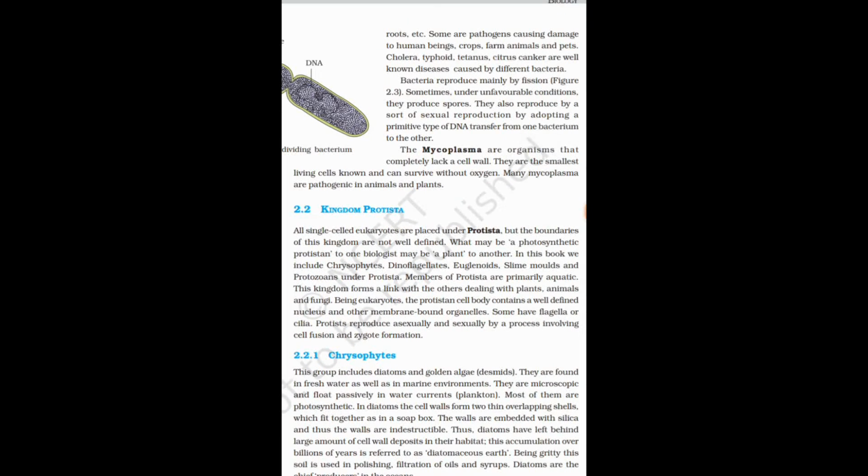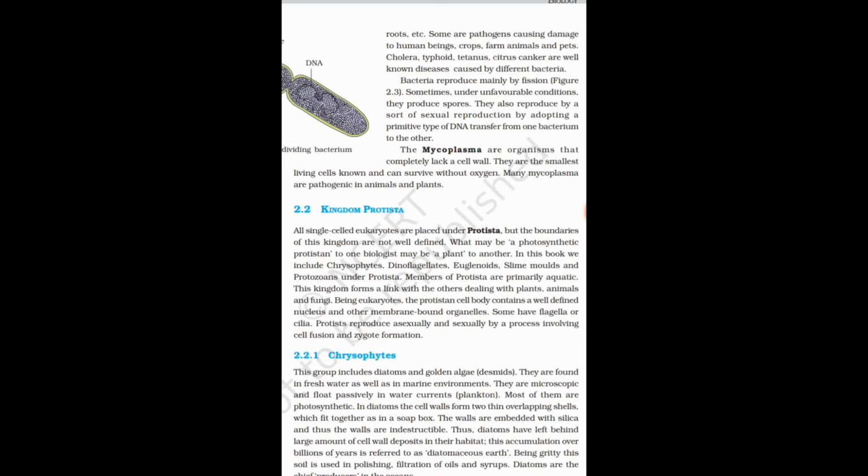2.2 Kingdom Protista. All single-celled eukaryotes are placed under Protista, but the boundaries of this kingdom are not well defined. What may be a photosynthetic protistan to one biologist may be a plant to another. In this book, we include chrysophytes, dinoflagellates, euglenoids, slime molds and protozoans under Protista. Members of Protista are primarily aquatic. This kingdom forms a link with the others dealing with plants, animals and fungi.